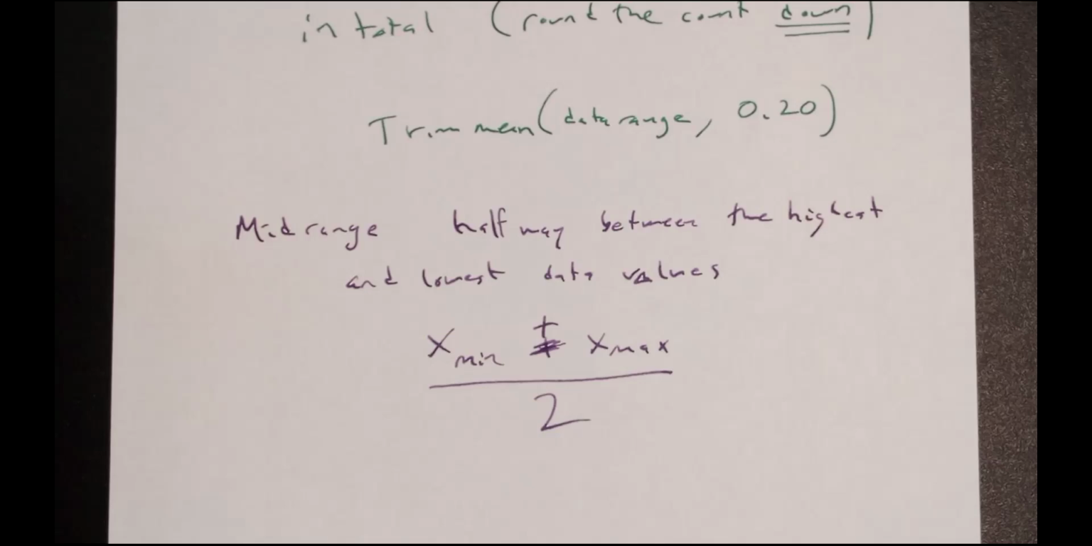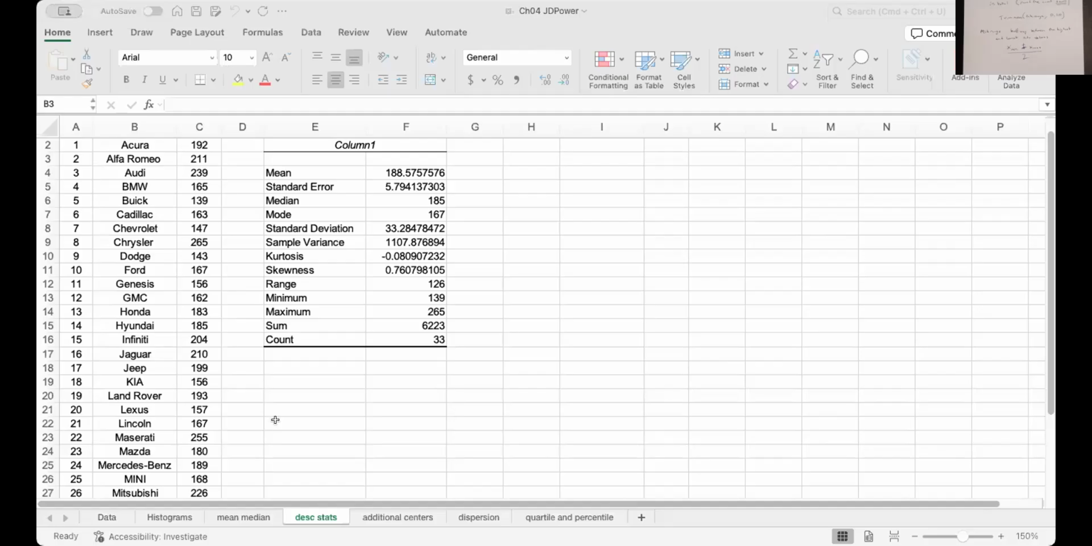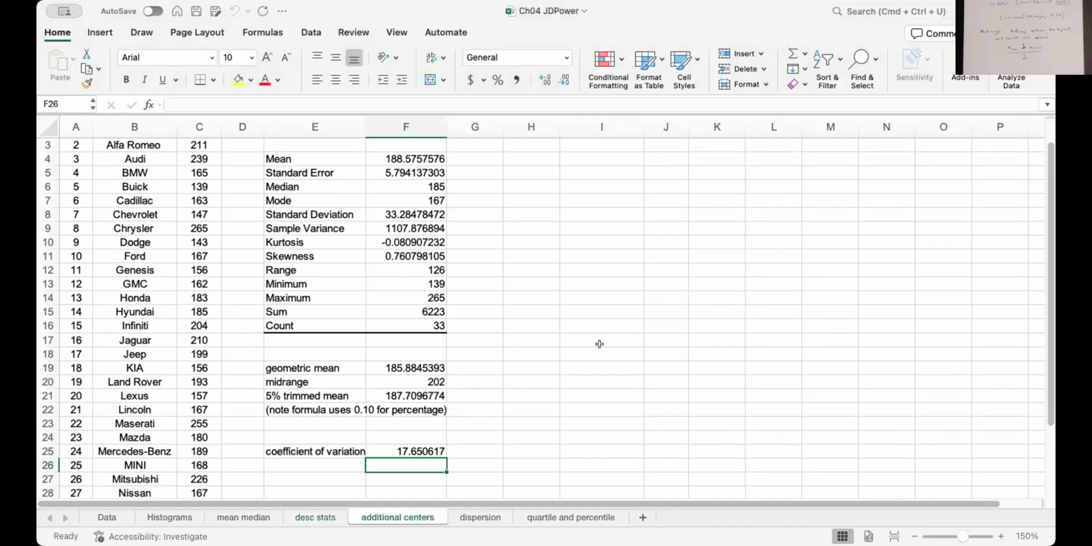The JD Power file that we opened up last time, I went ahead and added all of the other pieces here. Tag says additional centers, geometric mean, mid-range, 5% trimmed mean. Wait a minute, that's a 5% on each end, so that's a 10% total.